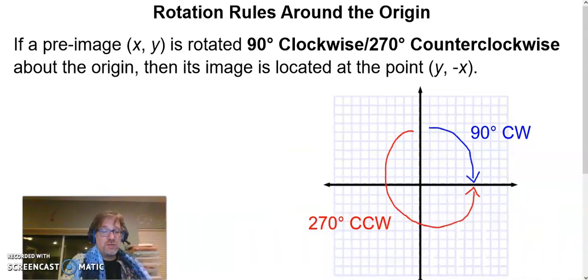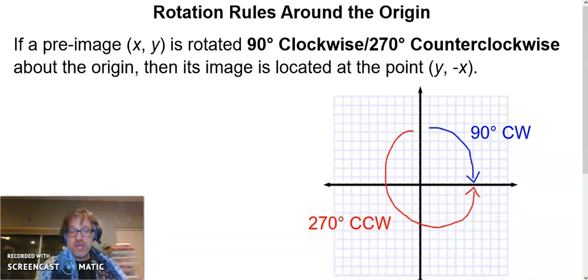Now, on your graph, you may want to do your colors. You may want to do the 90 degrees clockwise and the 270 degrees counterclockwise in different colors. You can tell if it's clockwise or not, because if you start at noon, at 12 o'clock, and you come down to the right to 3 o'clock, that's clockwise. If you start at noon and you go to 9 o'clock, that is counterclockwise.